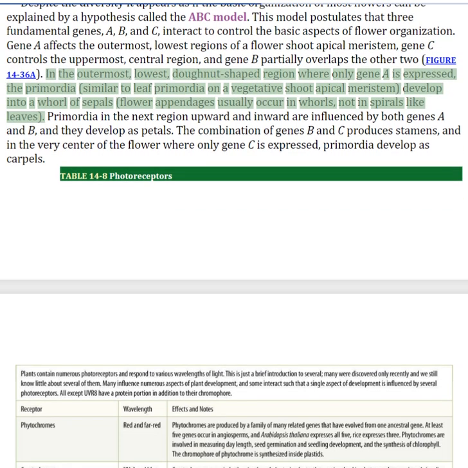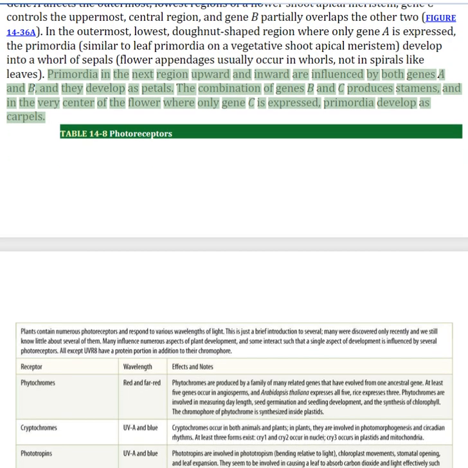In the outermost, lowest, donut-shaped region where only gene A is expressed, the primordia develop into a whorl of sepals. Primordia in the next region upward and inward are influenced by both genes A and B, and they develop as petals. The combination of genes B and C produces stamens, and in the very center of the flower where only gene C is expressed, primordia develop as carpels.